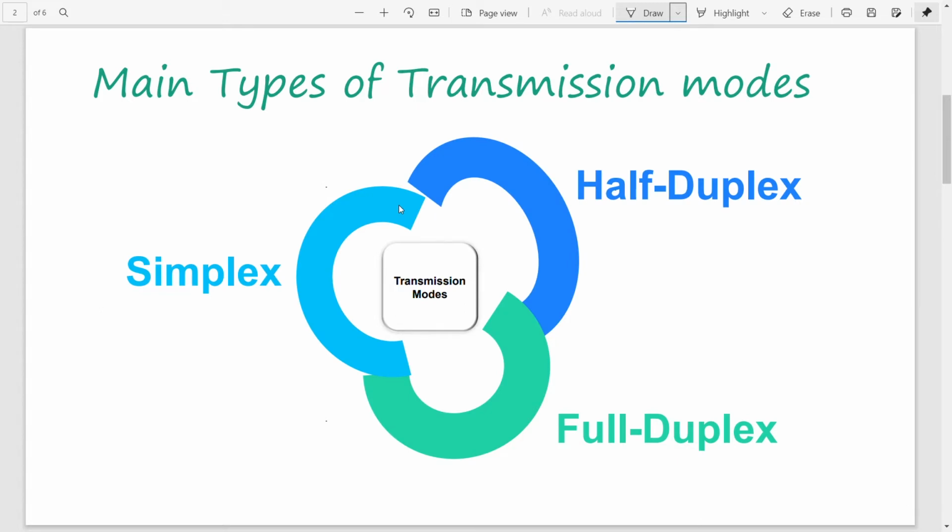Transmission modes. What is a transmission mode? Under this topic, we are considering data flow directions in physical media. These transmission modes are based on data flow directions in physical media. There are three main types of transmission mode. First one is Simplex mode, second one is Half-duplex mode, and third one is Full-duplex mode.